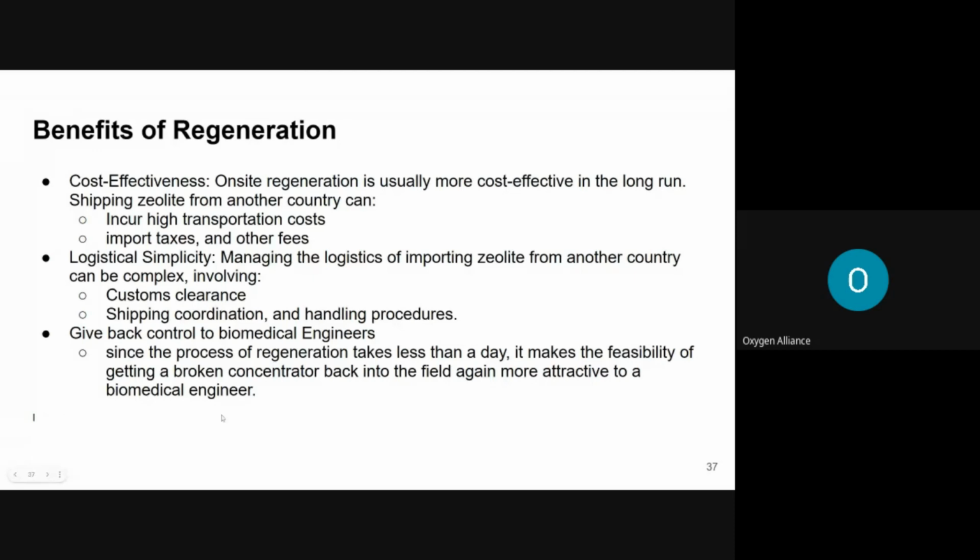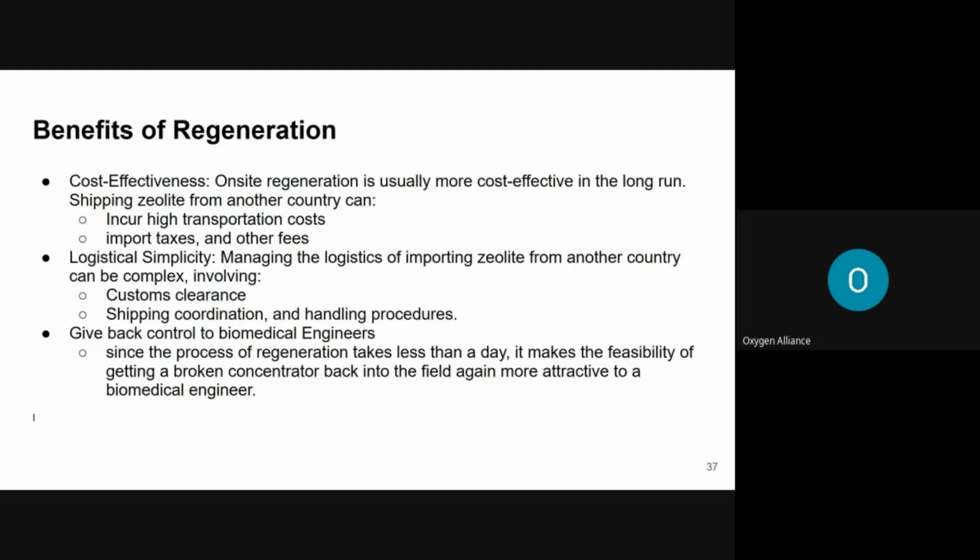The second benefit is logistical simplicity. So managing logistics of importing zeolite from another country can be complex. As I explained, with the COVID at its peak, this was a very big problem. So managing logistics involves customs clearance, shipping, handling procedures, different other paperwork. And so on-site regeneration eliminates these complexities and simplifies the replacement process.